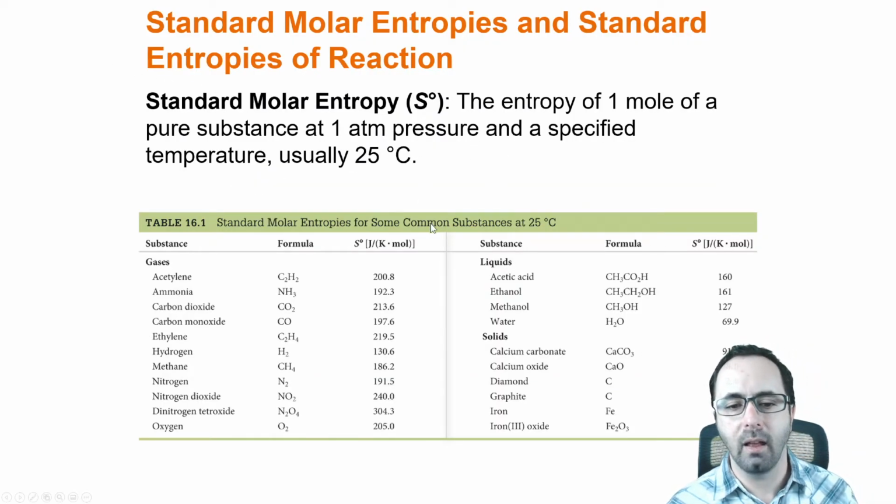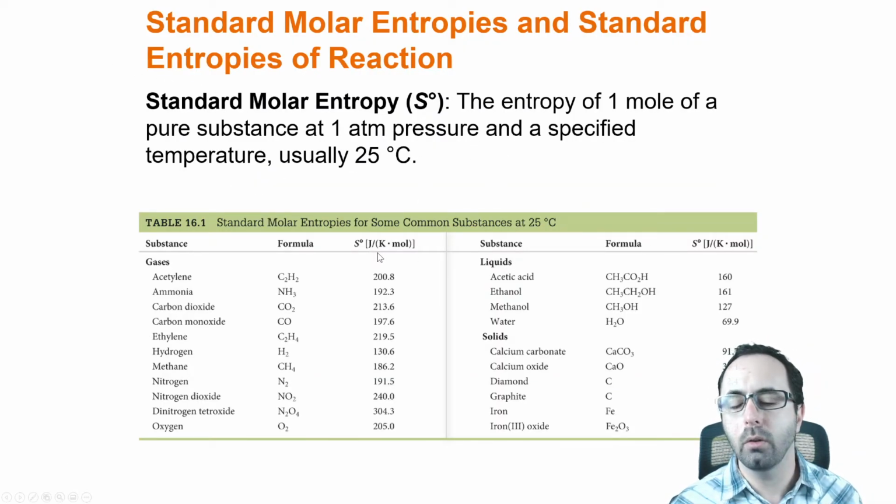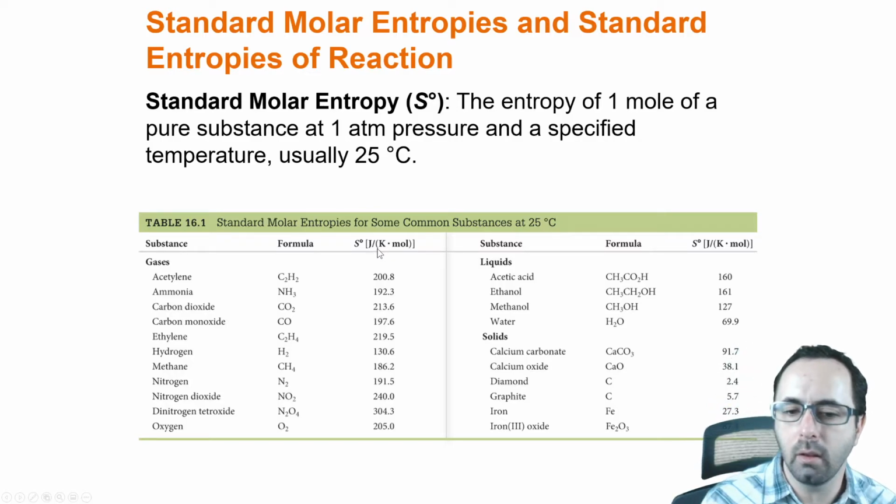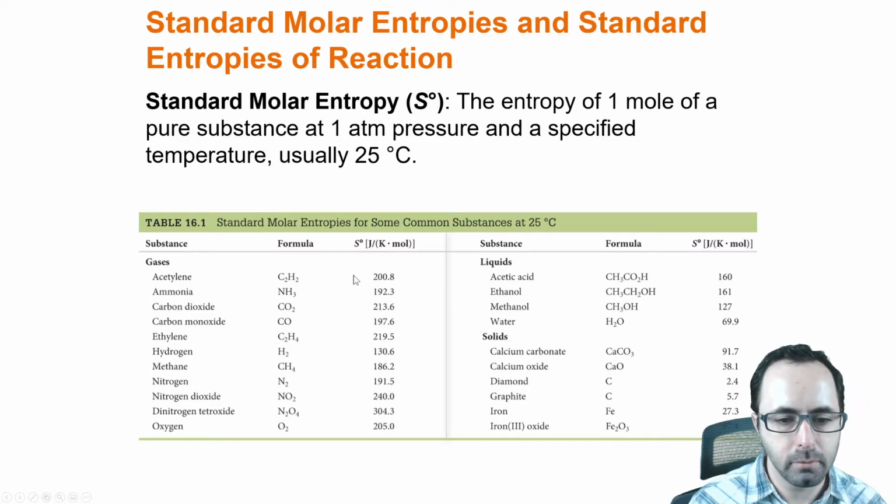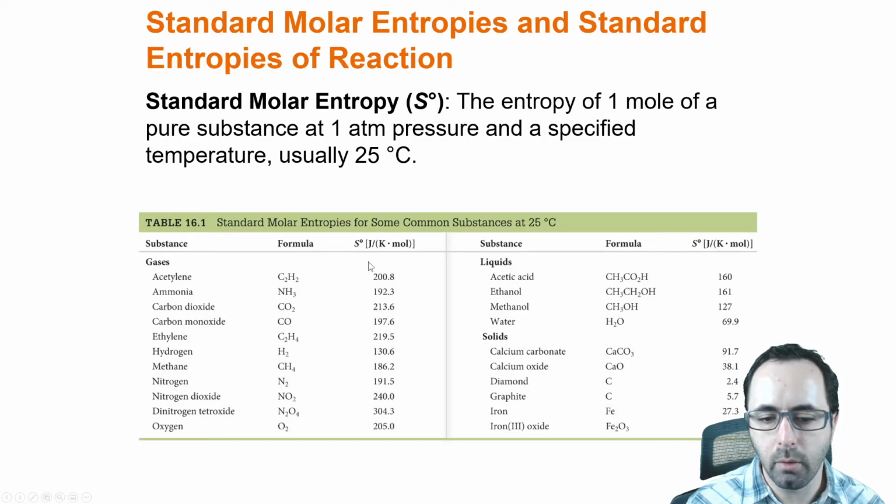You just see S standard. So the S standard also is given in terms of units of joules per Kelvin because it's dependent on temperature, as we'll see. Higher temperature is higher entropy, right? And so these are entropies.